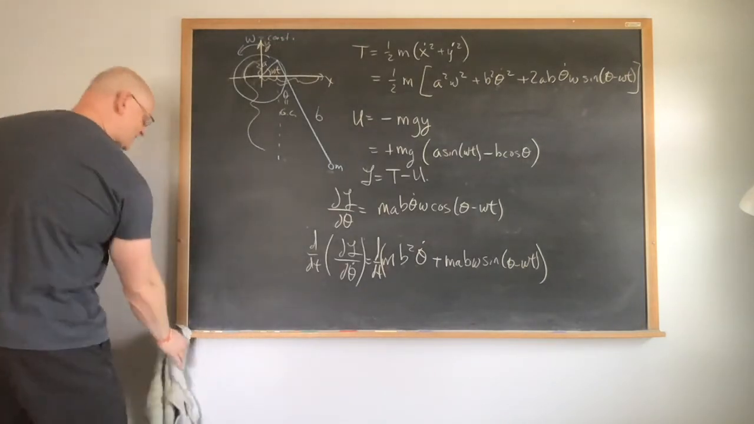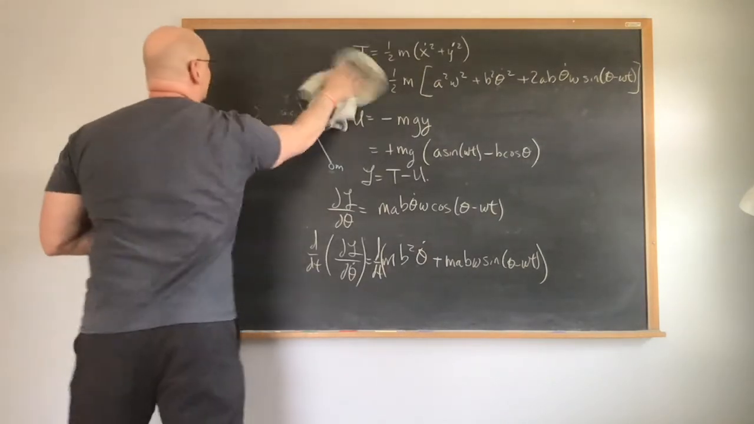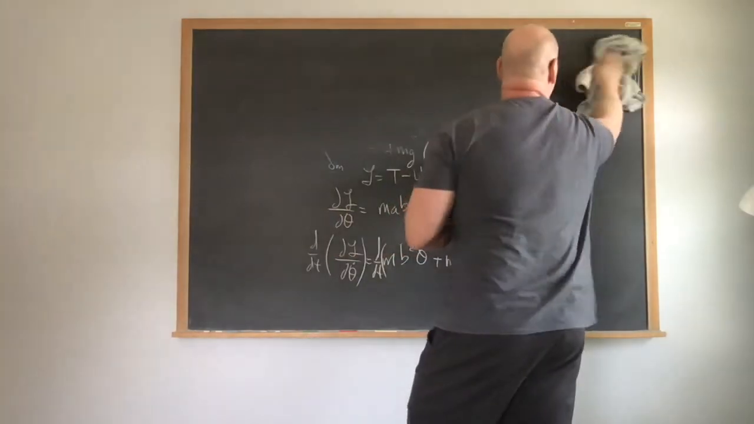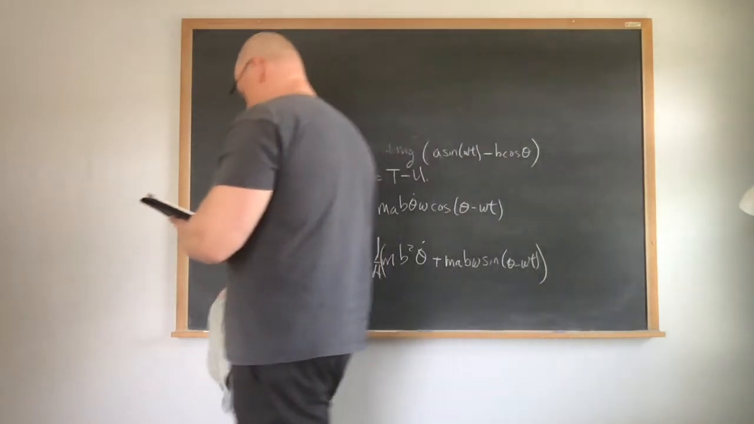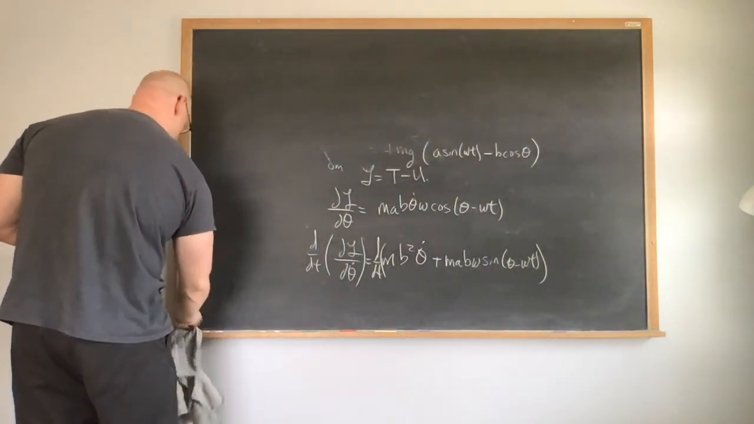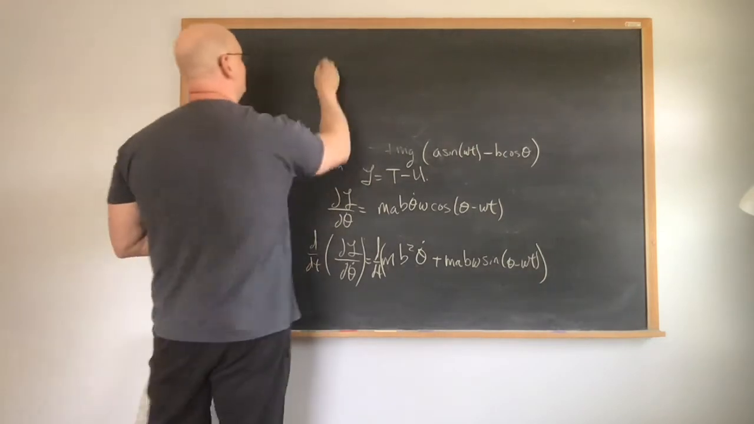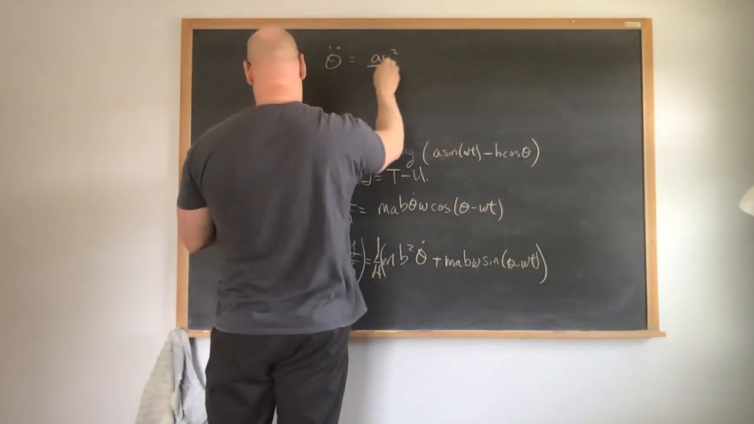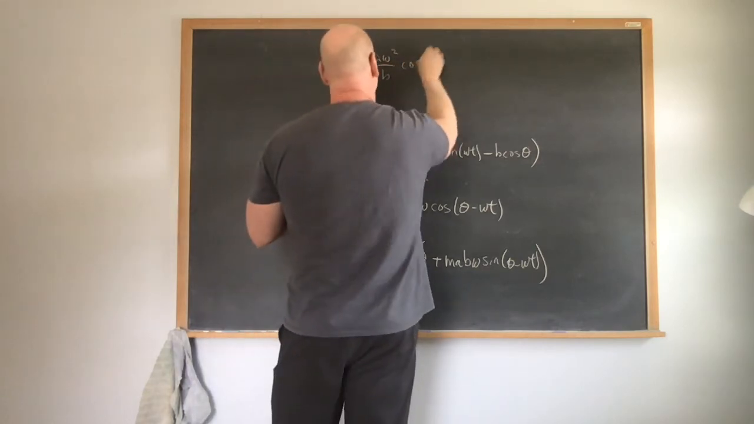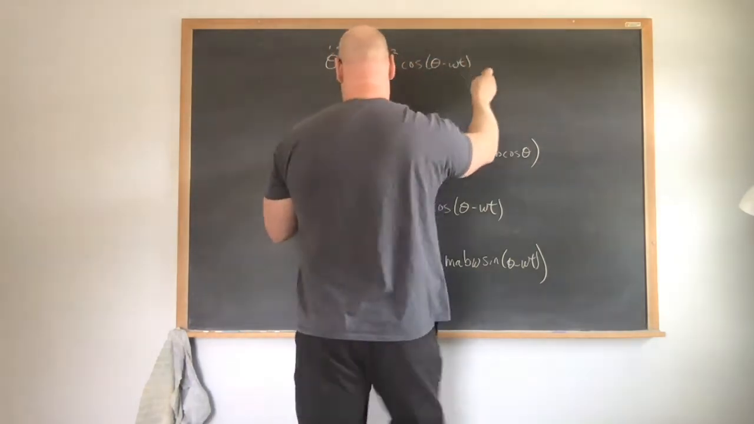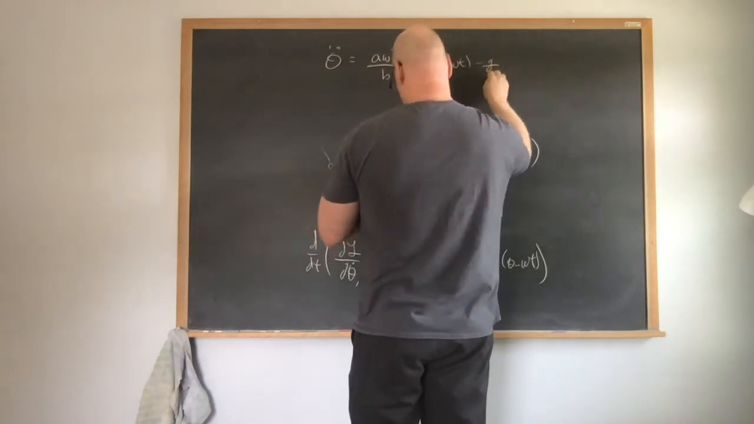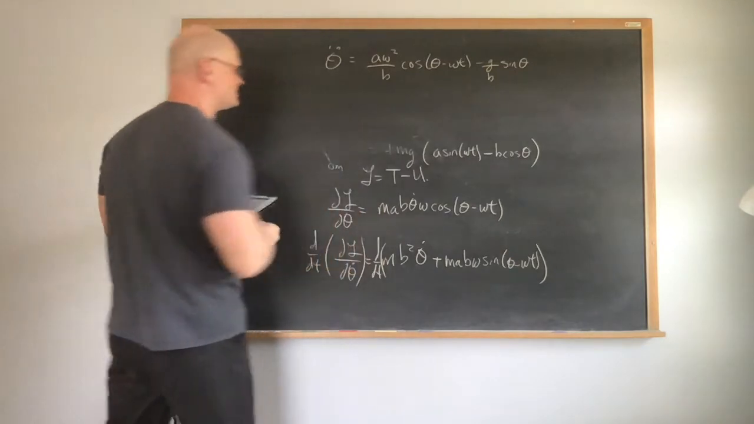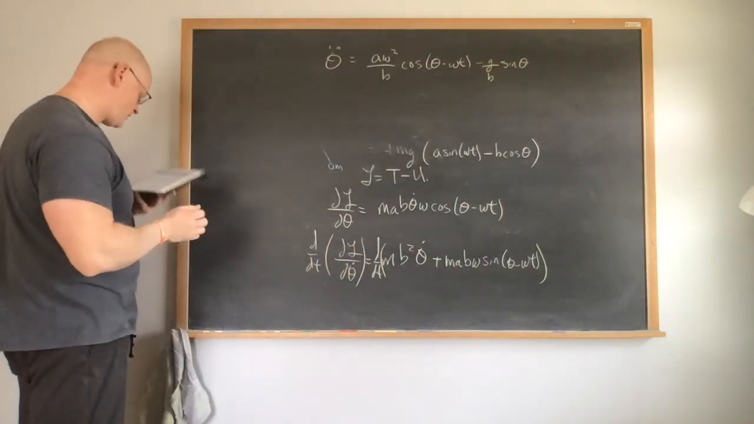So putting everything together, what we finally get is our equation of motion in terms of just this one generalized coordinate, which in this case is theta. We finally get theta double dot is equal to a times omega squared divided by b times cosine of theta minus omega t, minus g divided by b times sine of theta. So this is then my equation of motion for this guy.